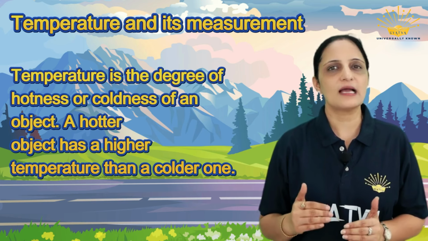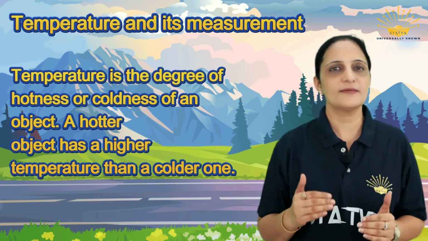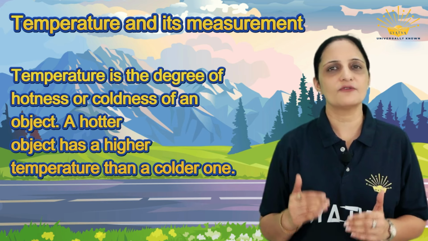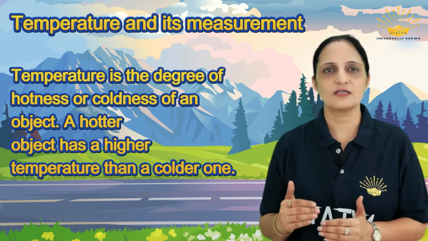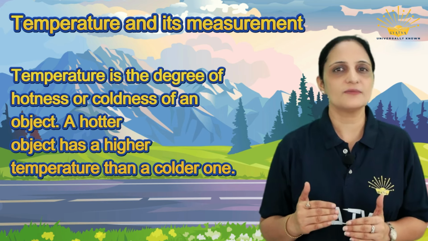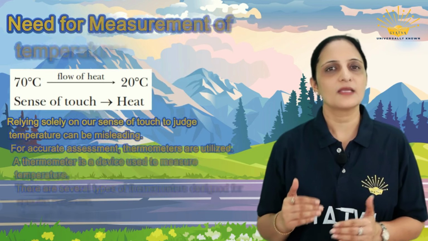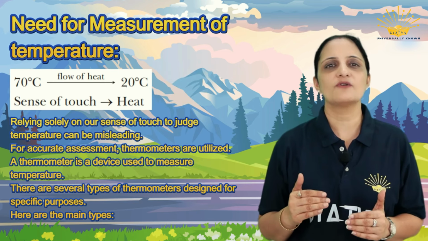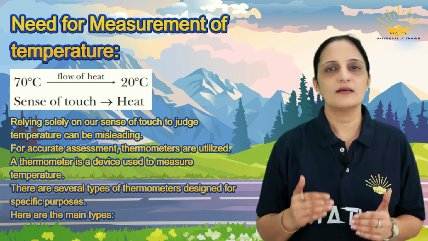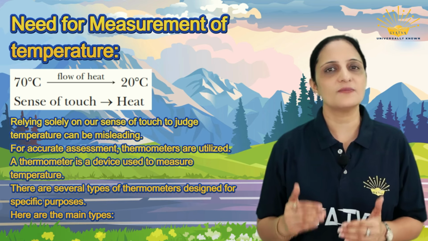First is temperature and its measurement. What is temperature? Temperature is the degree of hotness or coldness of an object. A hotter object has a higher temperature than a colder one. What is the need for measurement of temperature? Why do we need some device to measure the temperature?